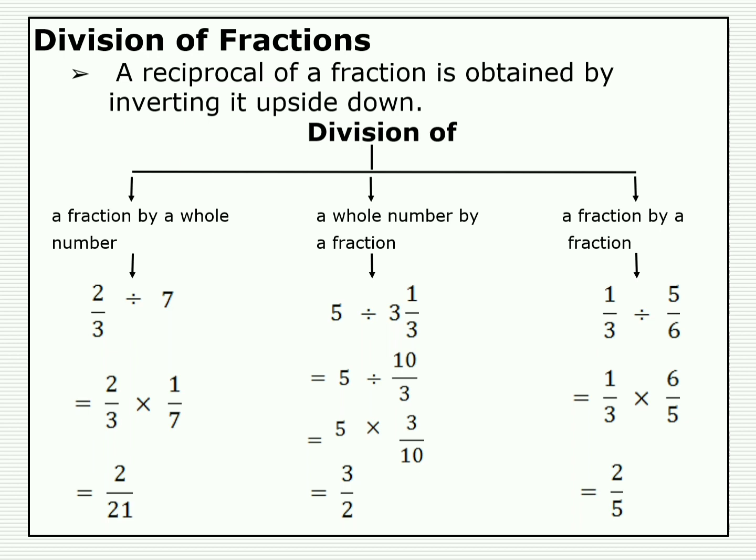Before I start the explanation of division of fractions, children, keep it in mind that a reciprocal of a fraction is obtained by inverting it upside down, because now we need this in our division of fractions. Here now a division of a fraction by a whole number. For example, 2 upon 3 divided by 7. So 2 upon 3 multiplied by reciprocal of a 7 gives us 1 upon 7. So answer is 2 upon 21.